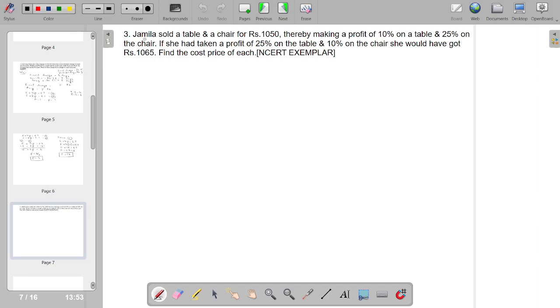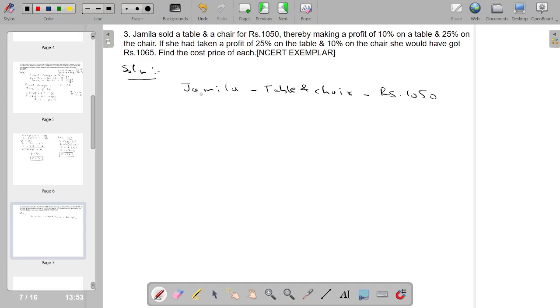What the problem statement says, like Zamila has sold a table and a chair for 1050 rupees.